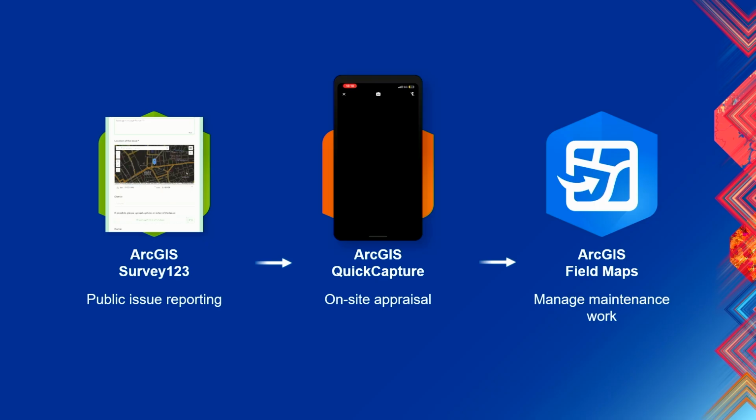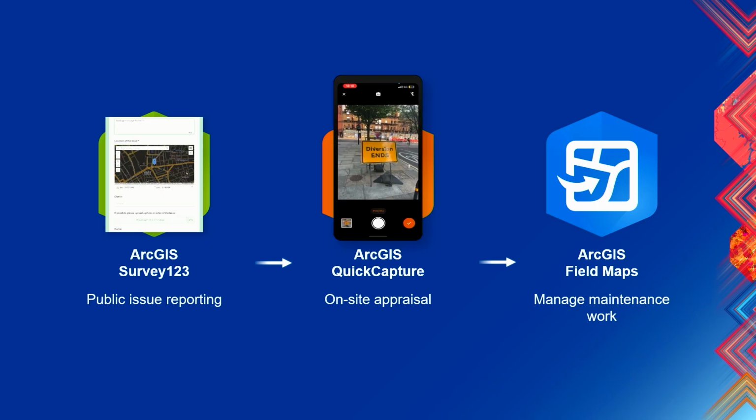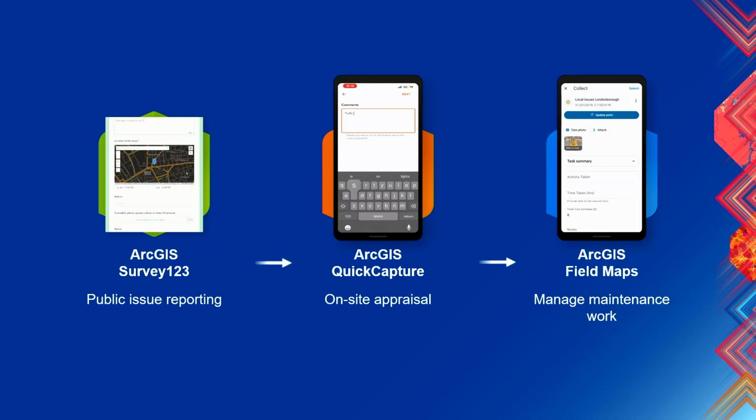Then when we moved into the field, we used ArcGIS QuickCapture, and this was great for capturing more detailed information on the go. We created a very streamlined workflow that allows users to capture data very quickly while they're walking down the street, which is excellent. And then in Field Maps, we used the upcoming task capability to manage our work, keep track of our work orders, and make sure that our field workers have all of the information that they need while they're out in the field.